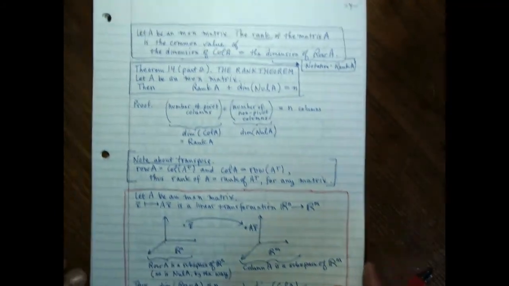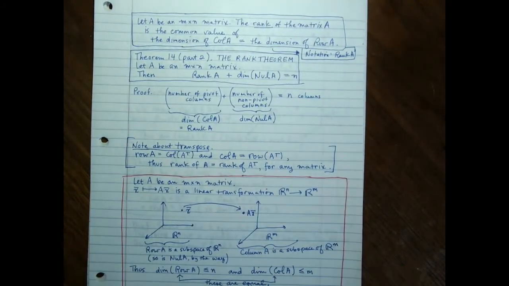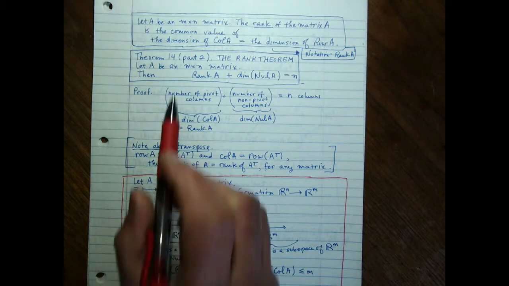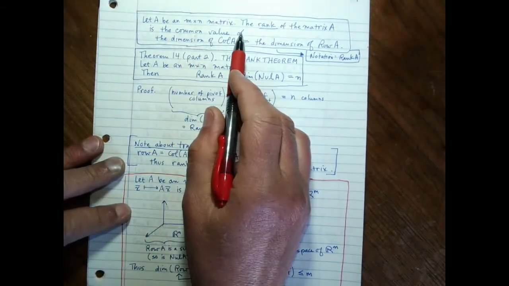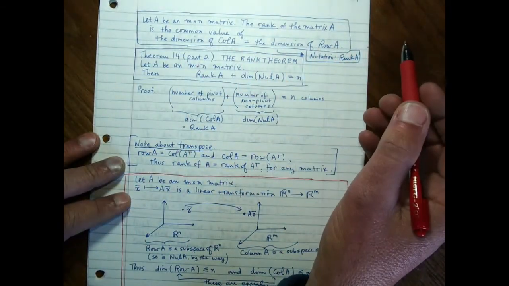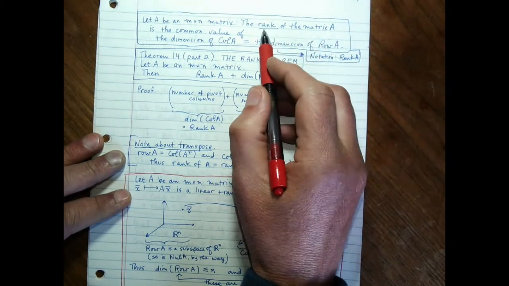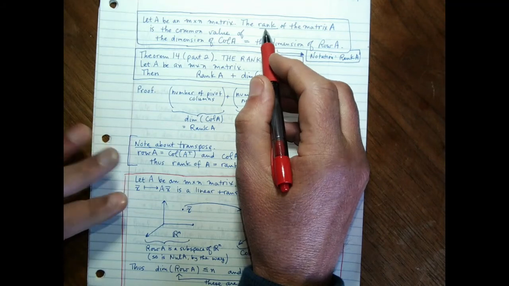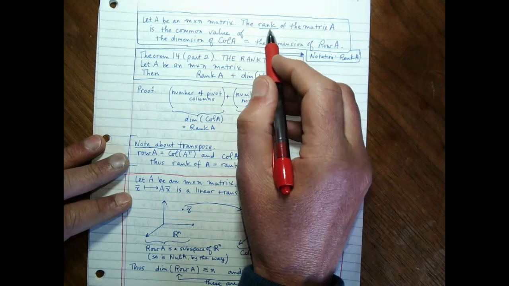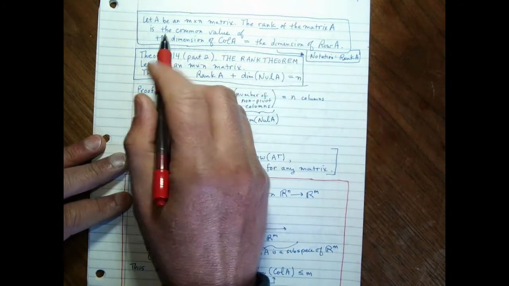So A is still n by n. The rank of the matrix is, so this is our first use of this word rank, by the way. We're defining the word rank. The rank of the matrix A is defined to be the common value of the dimension of the column space of A, dimension of the row space.